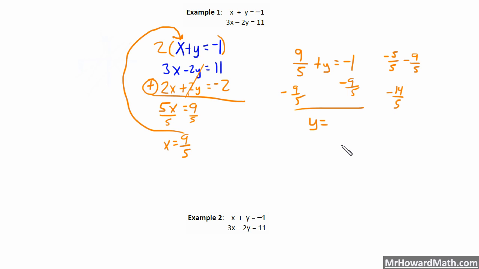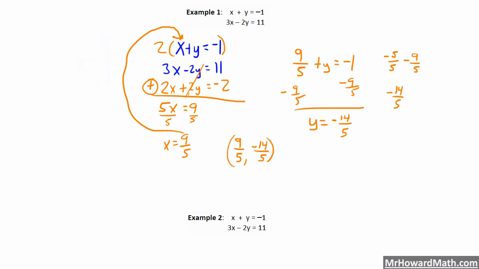So my y is equal to negative 14 over 5, and I have solved the system because these two lines right here cross at the point 9/5, comma, negative 14/5. Okay, and I could check that with a calculator if I wanted to.